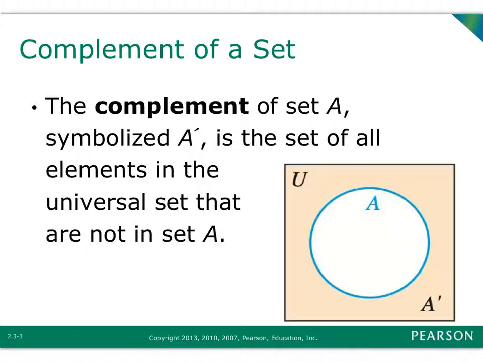The complement of set A is symbolized A prime. This is the set of all elements in the universal set that are not in set A. We say the complement of A is not A.